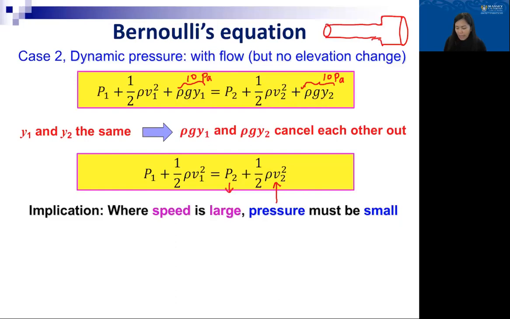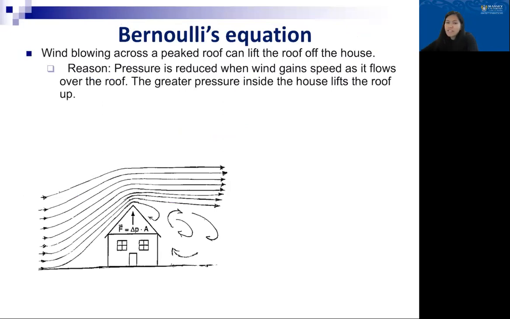Right. So this second case of Bernoulli's equation actually explains many interesting things that we can observe. For example, if I have a piece of paper here, air molecules are moving around the paper, right? But if I blow across the paper, I blow on top of the paper.